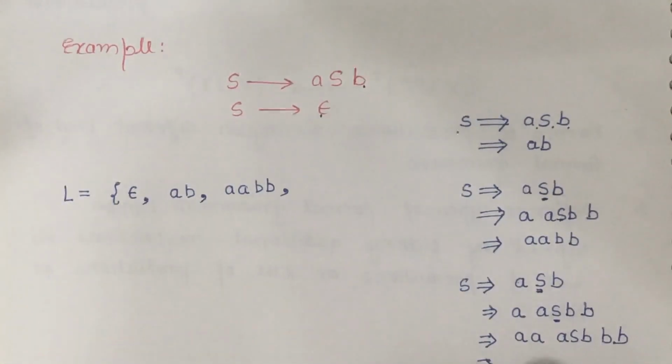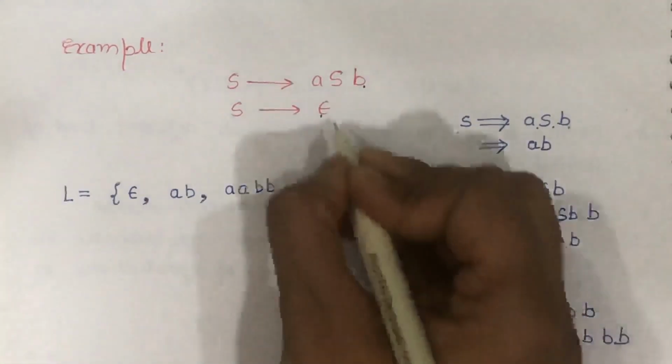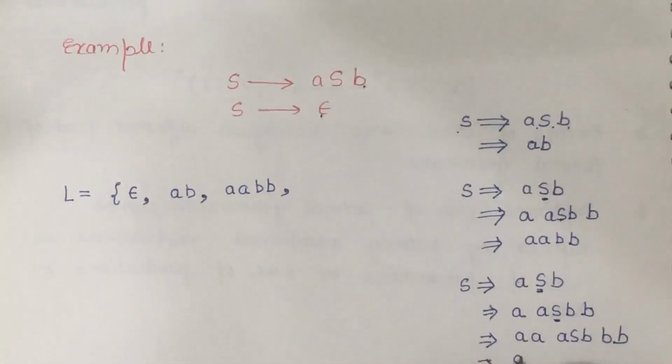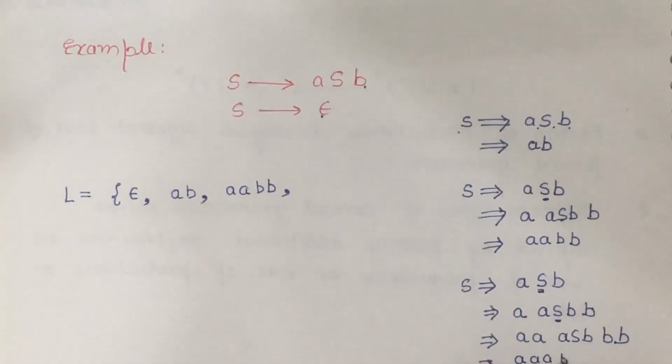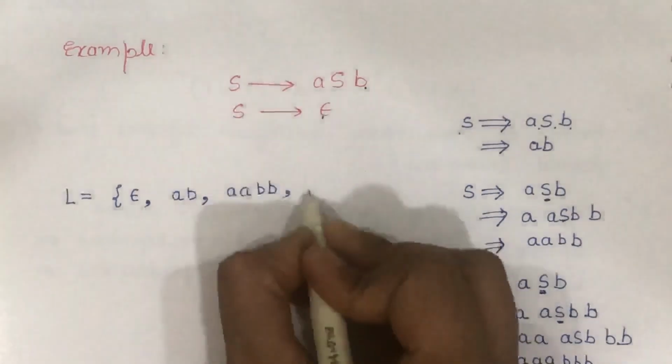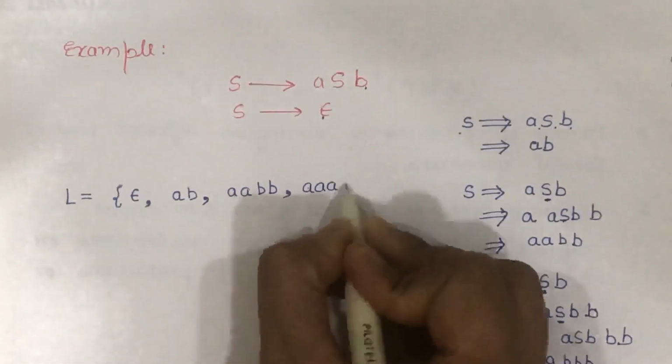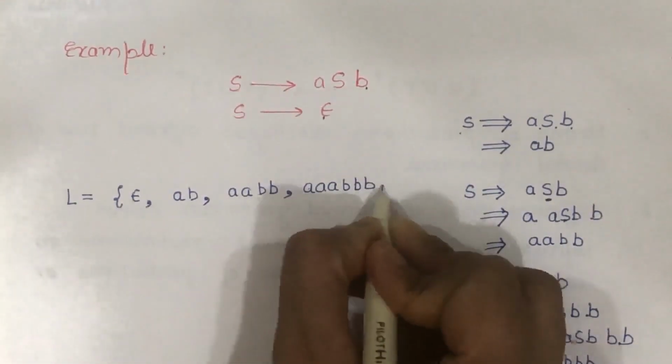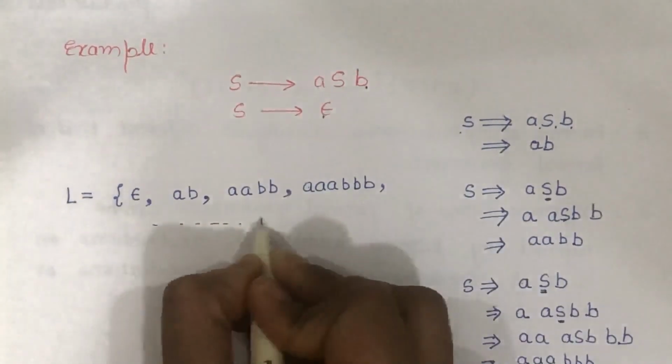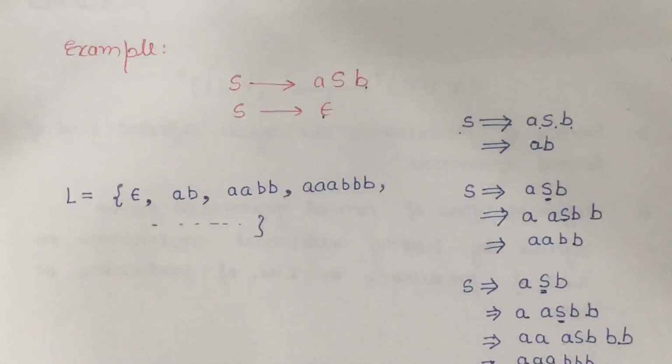Now in place of this S we can write the second alternate and we can obtain AAA and BBB. So here the third possible string of the language can be this one. And similarly we can obtain the entire language. So this is the example of linear grammar where we have obtained the strings in the language.